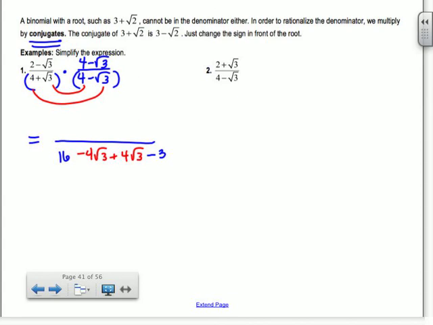The nice thing about multiplying by the conjugate, you see how it's like the difference of 2 squares? So those outer and inner things cancel, and you're left with just 13 on the bottom. So that rationalized your denominator. It left you with a rational number on the bottom. So you get just 13 on the bottom.